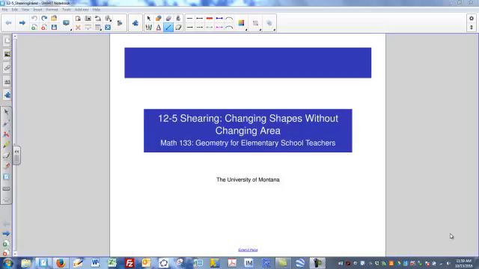We're going to talk a little bit today about shearing. This is section 12.5, changing shapes without changing area. So what are we about today?